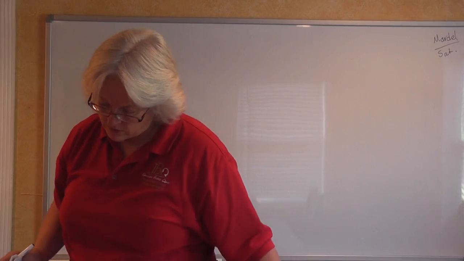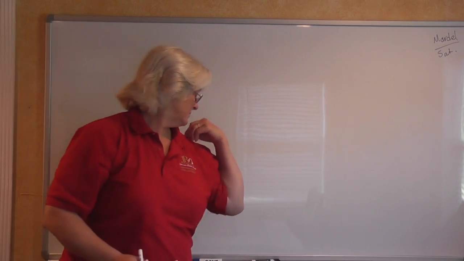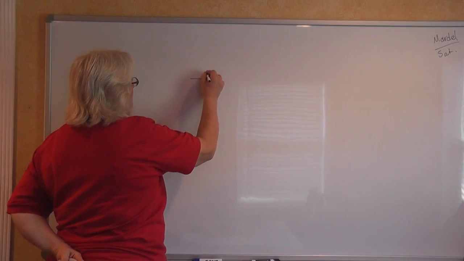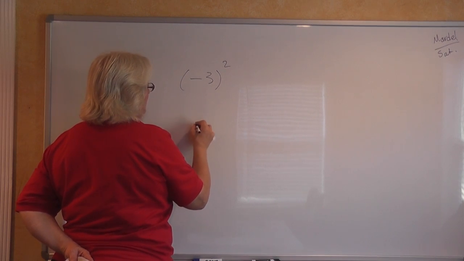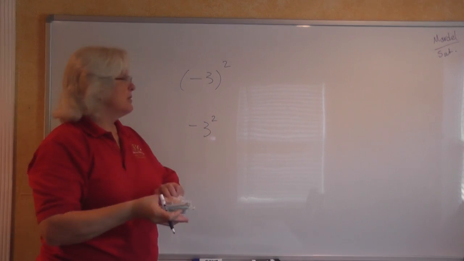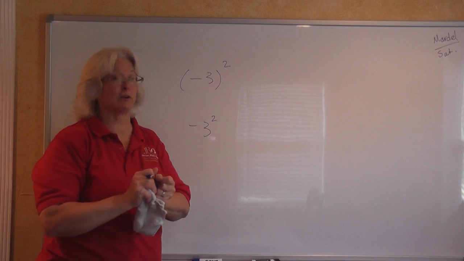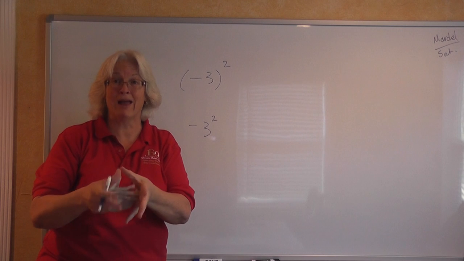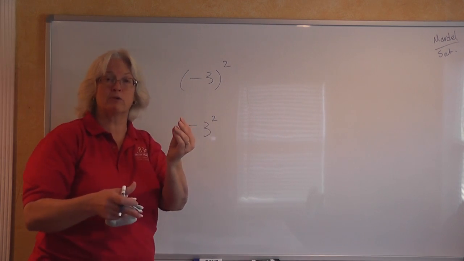All right, let's see what I want to do now. Okay, exponential form again. Said that the base and the exponent are very, very important. What is the base? The base is the number that is being used as a factor. The exponent determines or tells you how many times the base, how many times that factor is repeated.